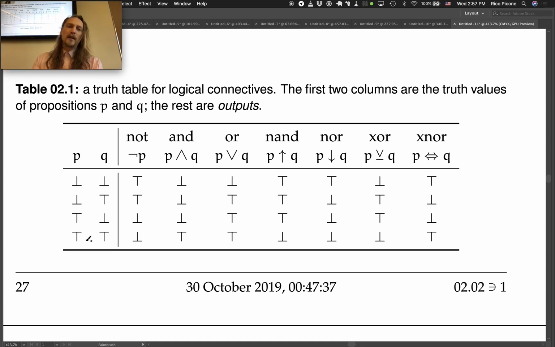When P is true and Q is true, P or Q is still true. Okay? Now we have the weird ones that we don't use as frequently, but you see a lot of times when you look at logic gates. So NAND, NOR, XOR, and XNOR.